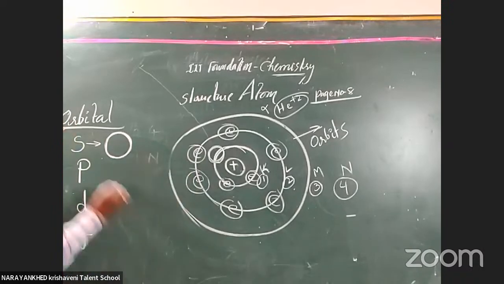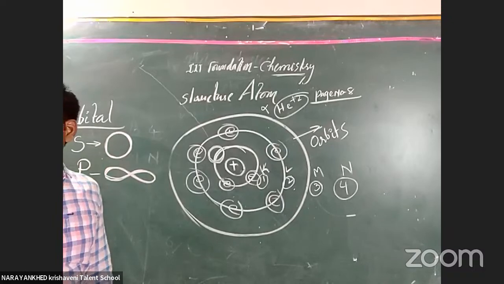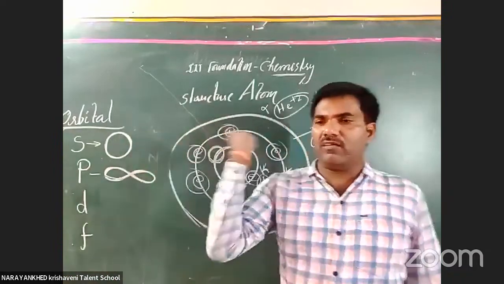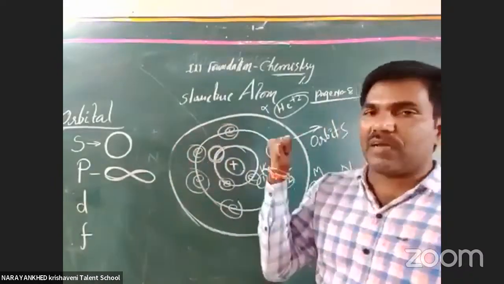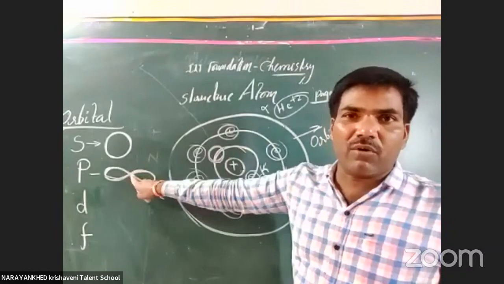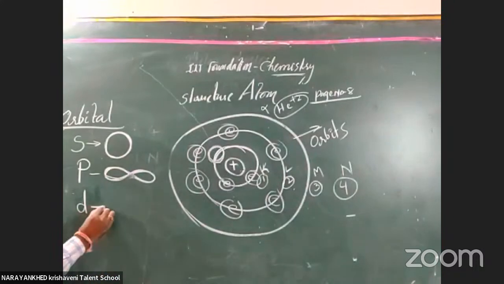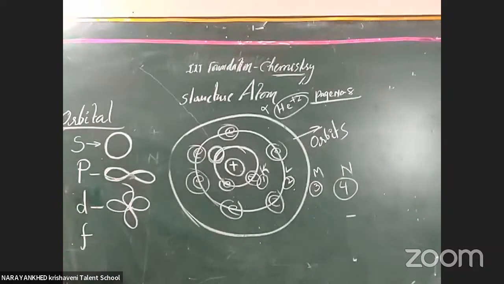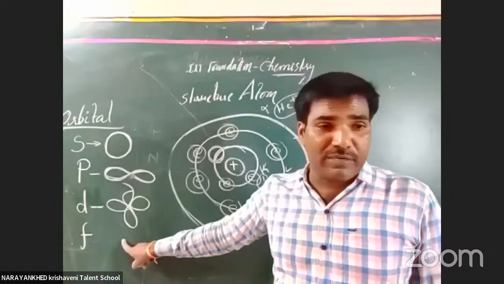Somewhere the electrons are found for us in a dumbbell shape. Dumbbell shape. Clear or not, all the students? Dumbbell means what? When they are made for increasing biceps or for exercise purposes, we use a dumbbell, and the shape they have is this. Clear or not? In that manner only, our electrons are revolving. Somewhere it will be a double dumbbell shape. This is called a double dumbbell shape. Understood all of you? Double dumbbell shape it is, and the F orbital is so critical.